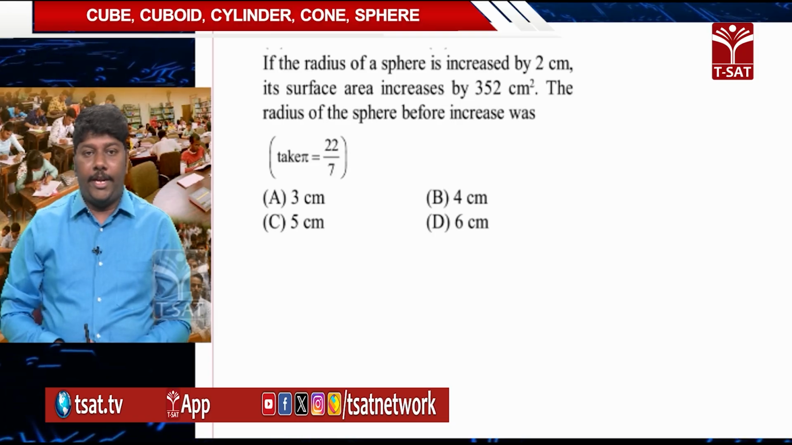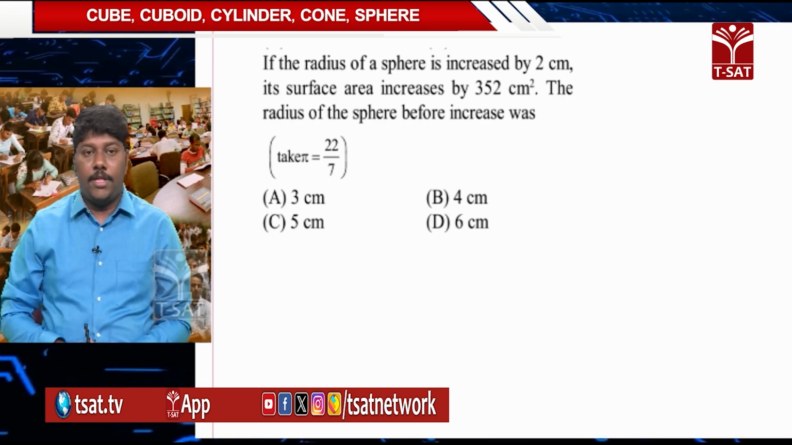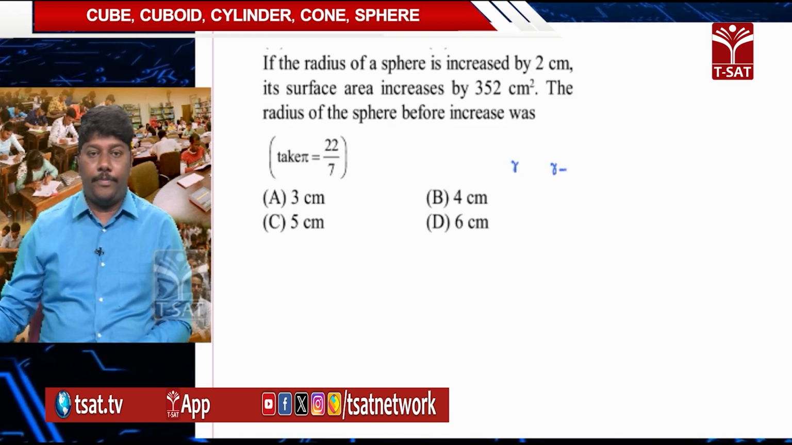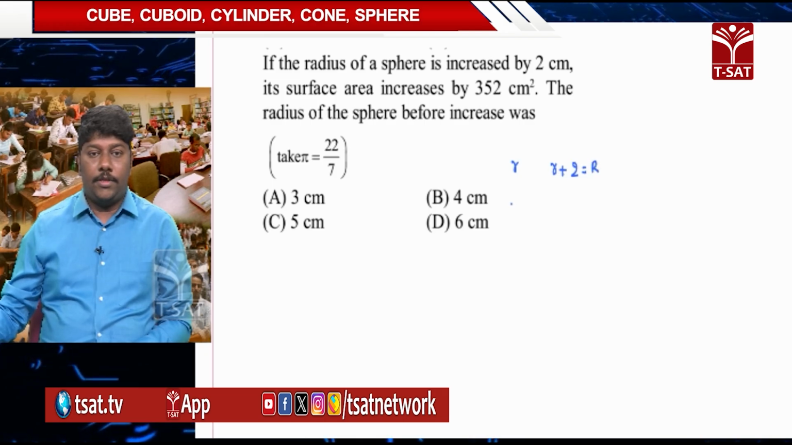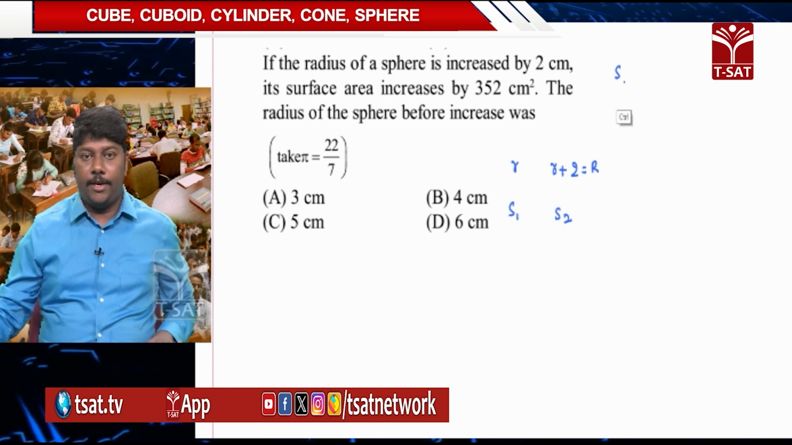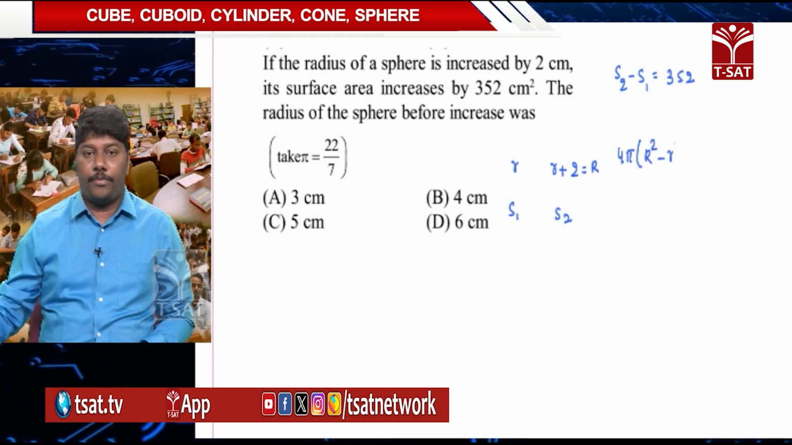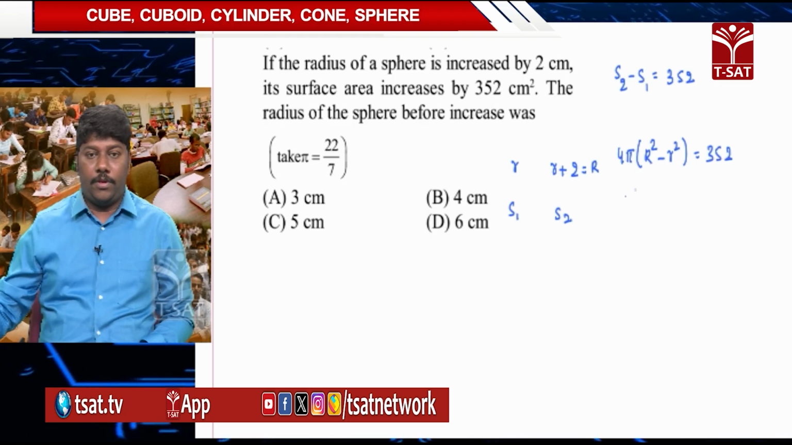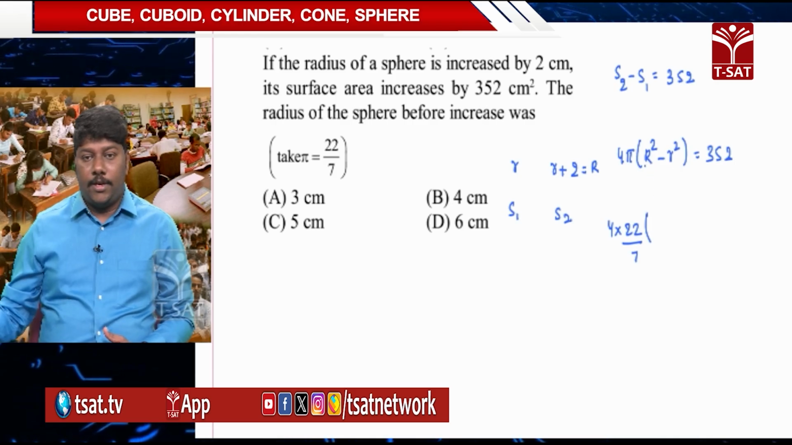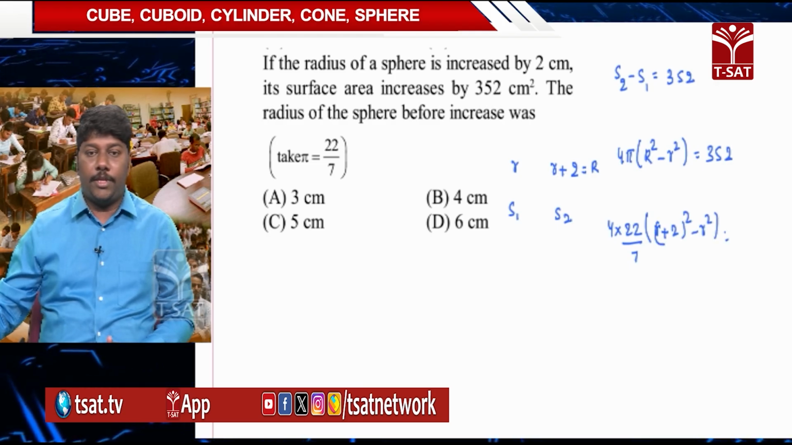Look at this problem. If the radius of a sphere is increased by 2 centimeters, its surface area increases by 352 centimeter square. The radius of the sphere before increase was, initial radius you take as r, next case it is r plus 2, let us say capital R. This one is S1, S2. We know S2 minus S1 is 352. So S2 minus S1 is 4 pi capital R square minus small r square is equal to 352. 4 into 22 by 7. Capital R square minus small r square you can write as r plus 2 whole square minus r square is equal to 352.